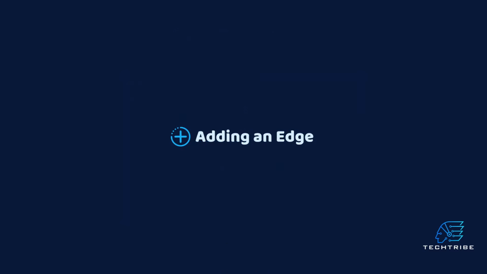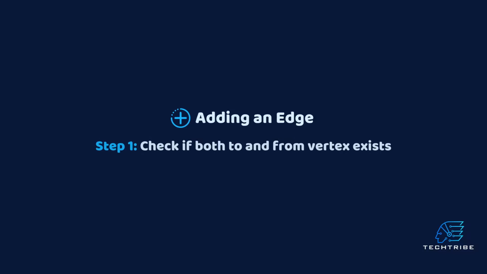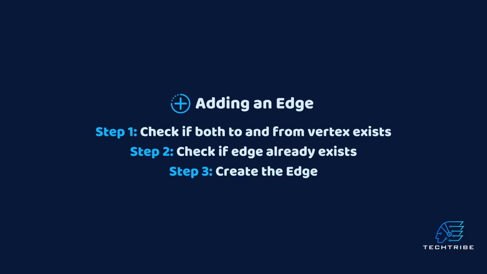And the adding edge function is an important one because it transforms isolated vertices into a connected network, right? And as we are implementing a directed graph, we'll add only one way. And the steps will be: step one is to check if both to and from vertex exist. The second step will be to check if the edge already exists. The third step is to create the edge itself. And the fourth step is to store the edge.